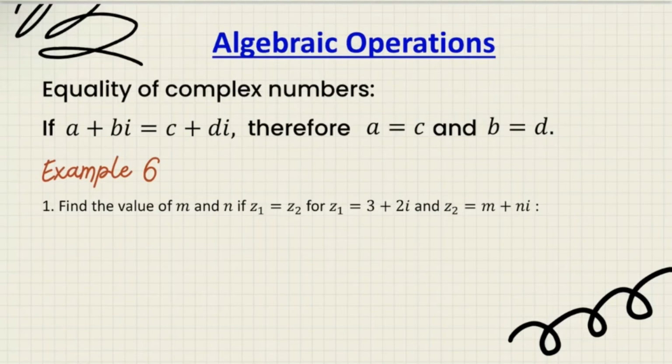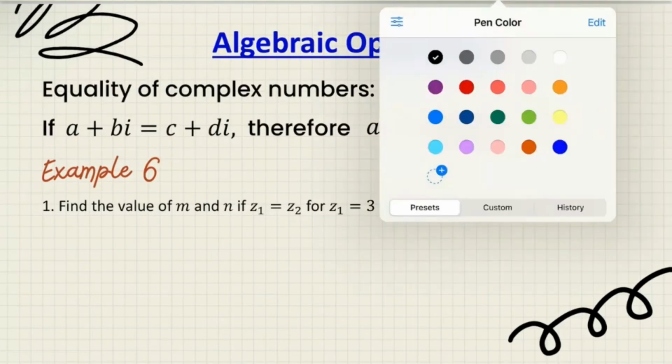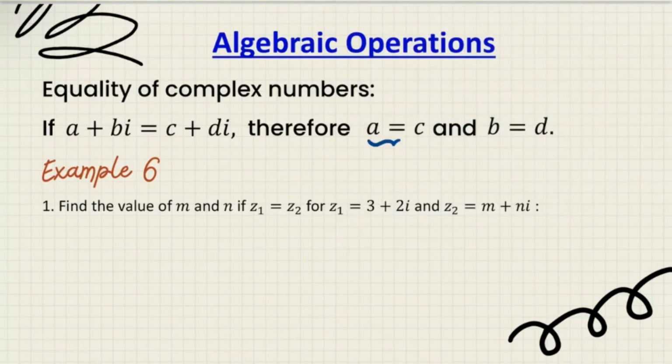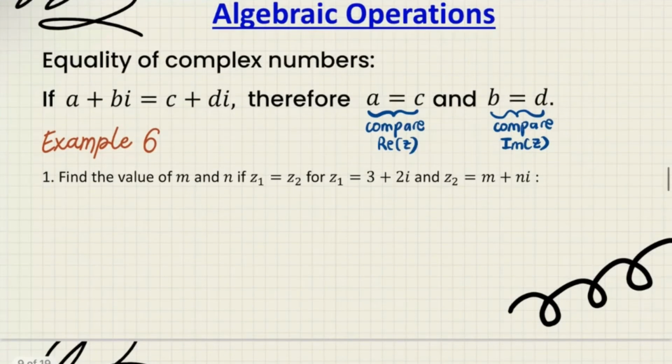Seperti contoh inilah. If A plus BI equals to C plus DI, therefore A equals to C. Yang ini sebab apa datangnya A equals to C? Because of kat sini ini kita compare the real part. Okay, and B equals to D, yang ini kita compare by comparing the imaginary part. Okay, so bila kita jumpa complex number equals to each other kan, so bila boleh terus directly compare the real and imaginary part.